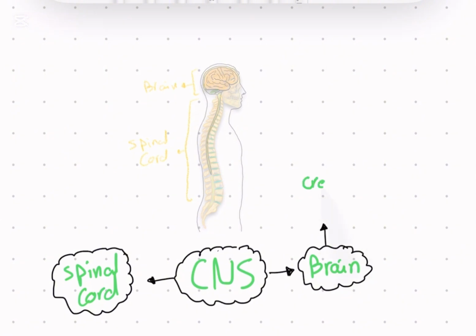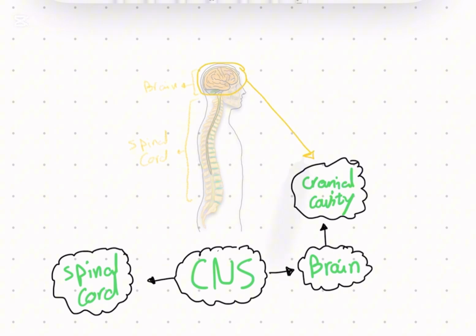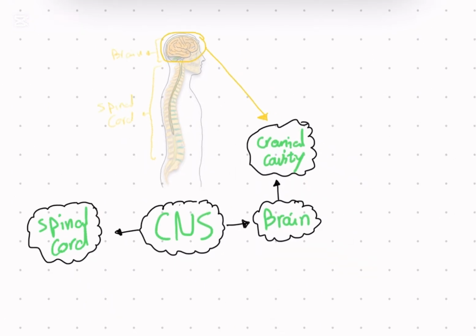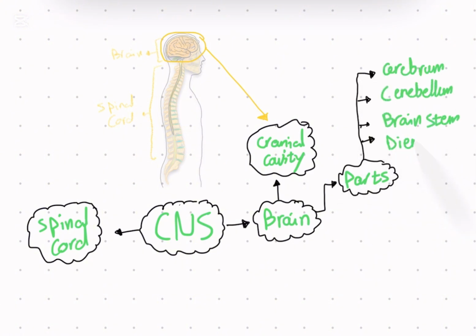The brain is enclosed inside the cranial cavity. This is the cavity inside our skull and you can see it here in this drawing. The brain has four main parts, the cerebrum, the cerebellum, the diencephalon, and the brainstem.